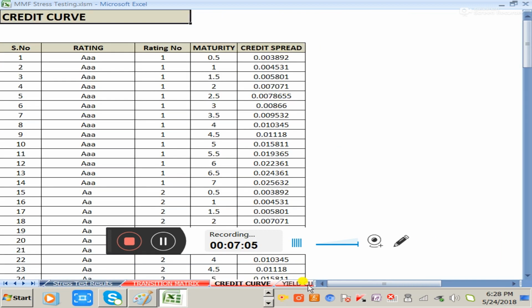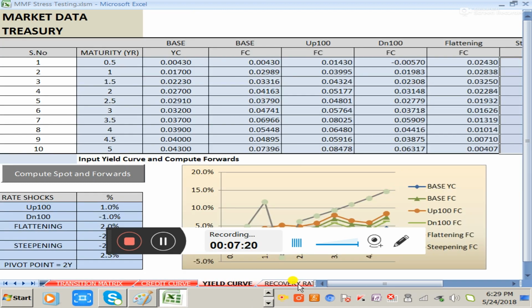The next sheet that I really want to cover is the credit curve. The credit spreads are gotten from Bloomberg, which are market data for all securities with different credit ratings and at different maturity tenors. The third sheet that I want to cover is the yield curve. The yield curve is gotten from Bloomberg also. It's a market data, the previous day's close. And the maturity tenors are in increments of half a year, and there are totally around 10 tenor points covering a 5-year period.